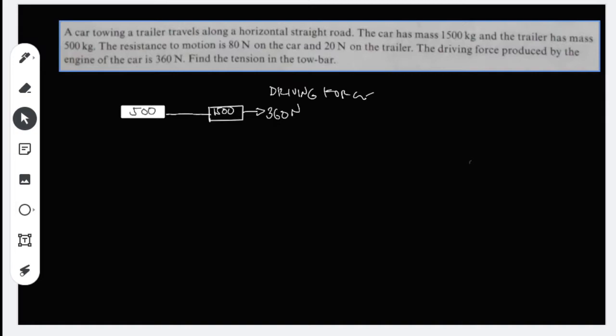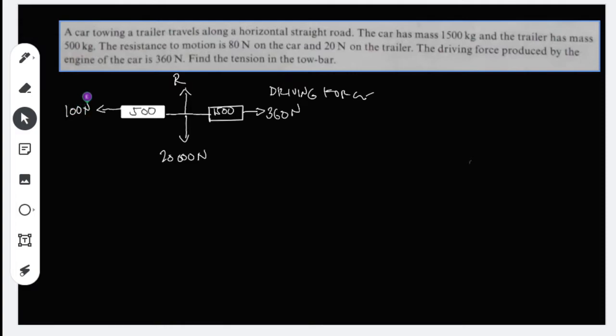Now, we will be considering this as a whole system. Going downwards, we have here the weight, which will be 20,000 newton, because in mechanics, remember that acceleration due to gravity is 10. So that will be 2,000 times 10, so the weight will be 20,000 newtons. Also, our R will be going upward, just the same as what we've learned in the previous chapters. Here, the total resistance will be 100 newton.